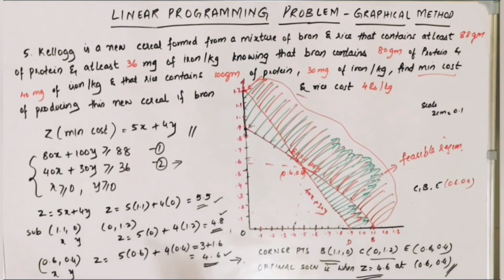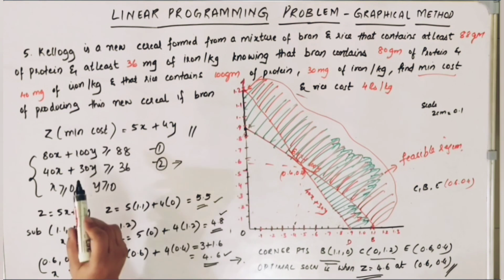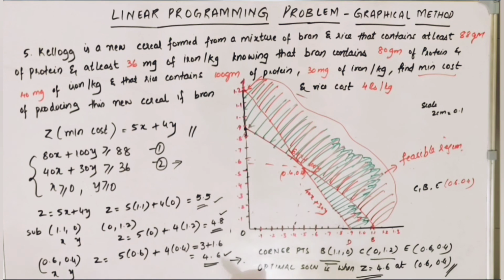Get the corner points. Once you get the corner points, substitute those points in the objective function. Take the minimum of those values. That will be the optimal solution. And all of these Z values are feasible solutions.